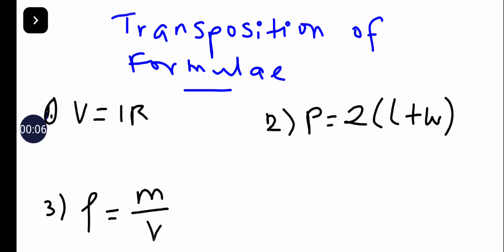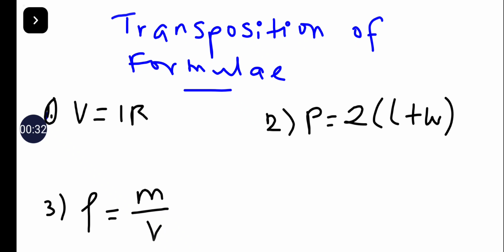I would like us today to look at transposition of formulae, or what is also called subject of the formula. Sometimes we are given a formula to transpose. Making a variable the subject means isolating that variable and sending all the other terms to the other side.